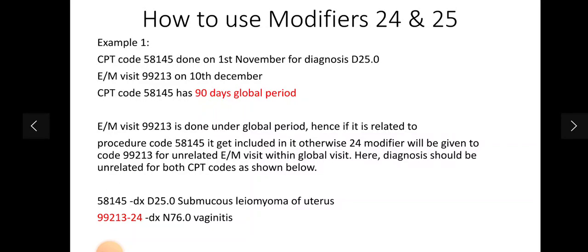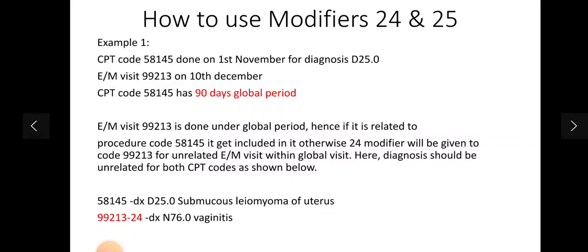So the E/M visit 99213 is done under global, and if it is related to code 58145, it gets included in it because it cannot be paid, because after major surgery many follow-ups will be done to see the patient's progress. So in such cases this E/M visit, if it's related, gets included, or if it is not related, you can append the 24 modifier with the given E/M code 99213 for an unrelated E/M visit within the global period. And the diagnosis should be different.